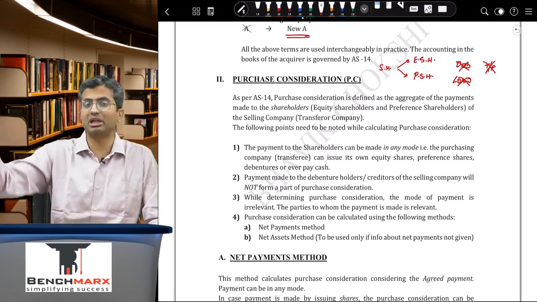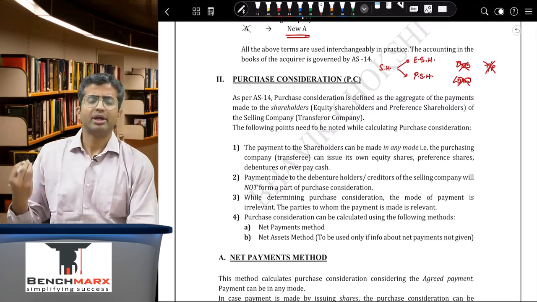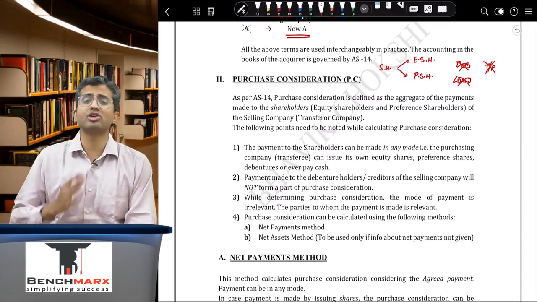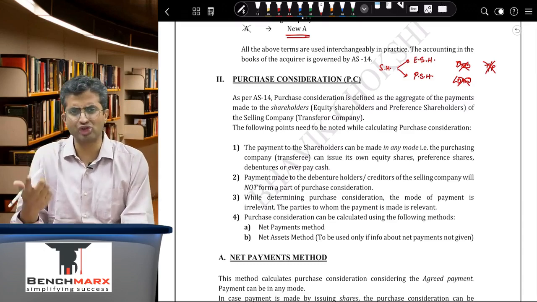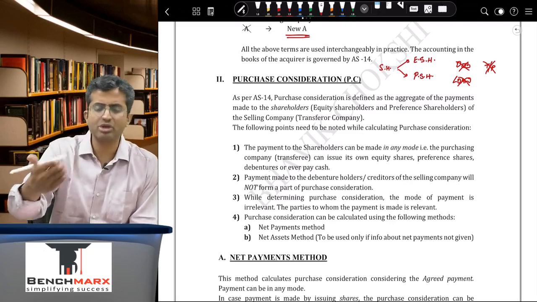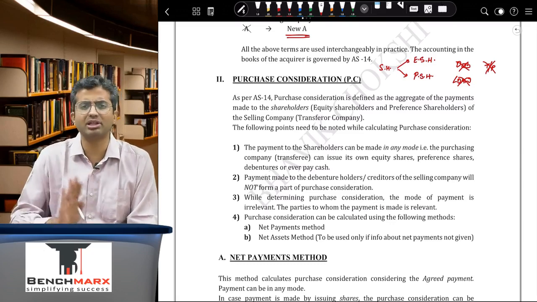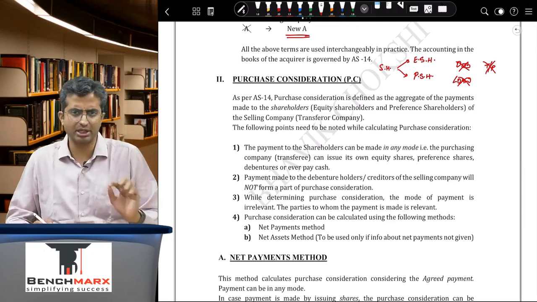Payment that is made for other liability items will not be a part of PC. The equity shareholders and preference shareholders can be paid in any mode. They can be paid in cash, in shares, by debentures, in any mode. The mode in which the payment is made does not determine whether it is a part of PC or not. To whom that payment is made determines that it is a part of PC.